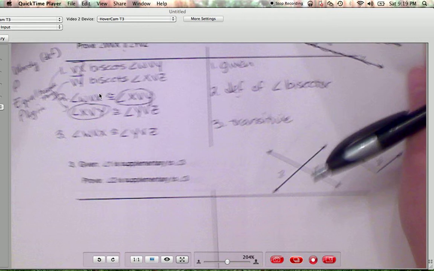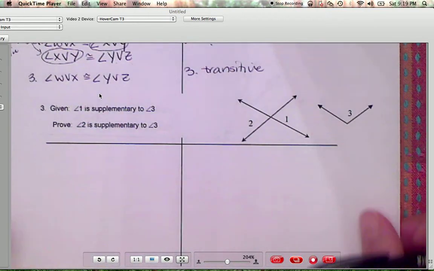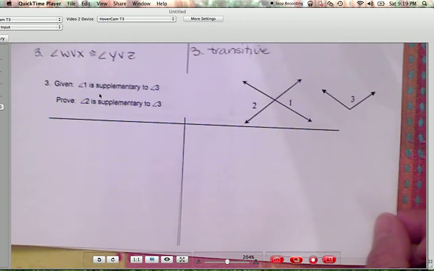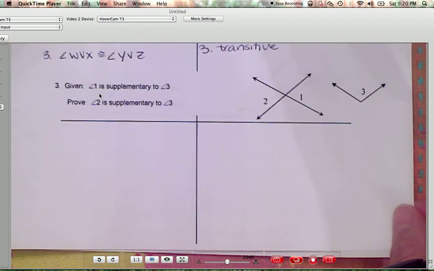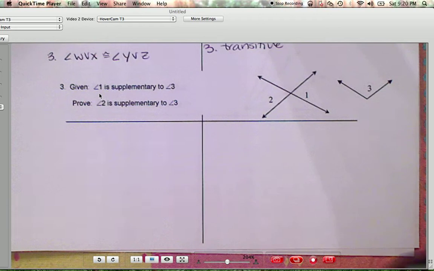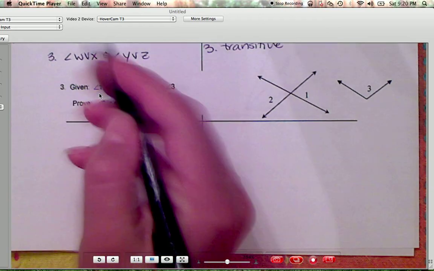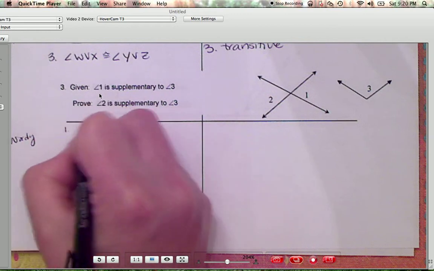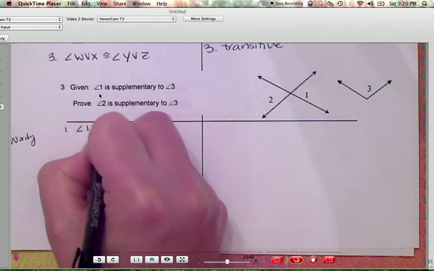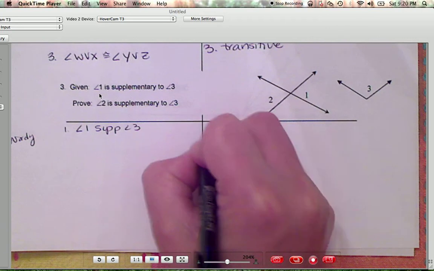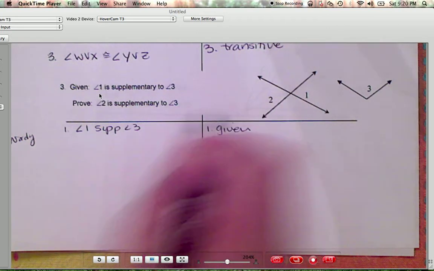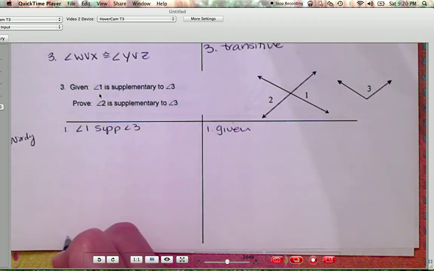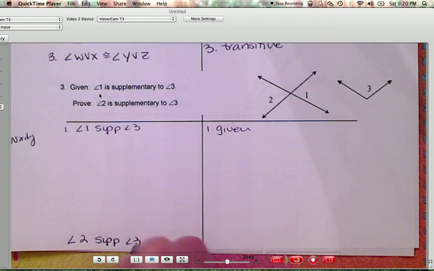All right, so this one says angle 1 is supplementary to angle 3, and we're trying to prove that angle 2 is supplementary to angle 3. So in this case, we have wordy statements at the beginning and the end. So we always take the time to do that. Angle 1 is supplementary to angle 3 because those are the easiest things to do in the proof. And then we don't know how many steps this is, so we'll just put it all the way down at the bottom. Angle 2 is supplementary to angle 3.